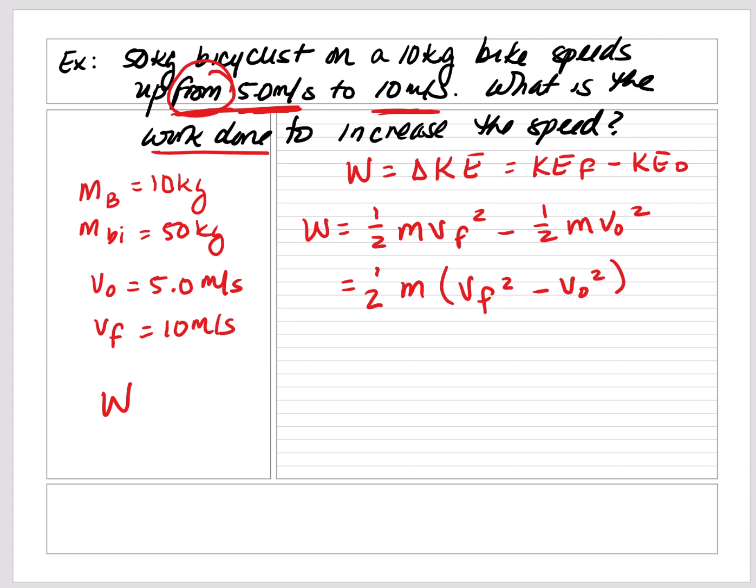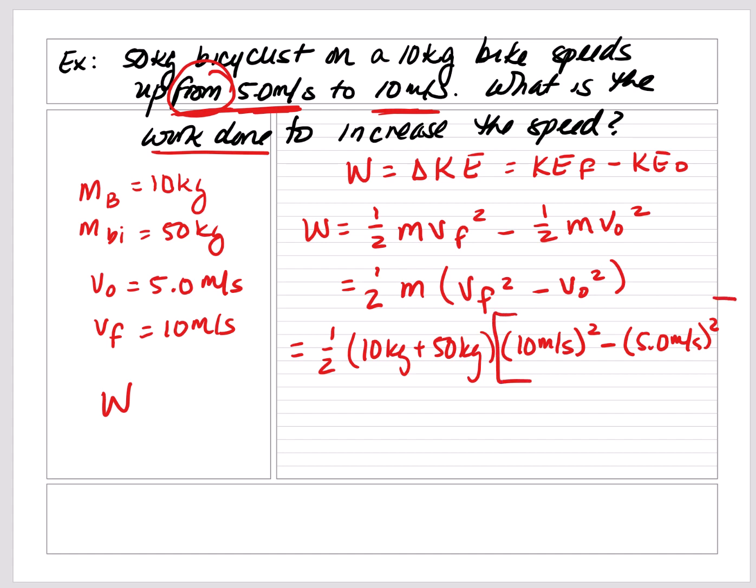Now I'm going to plug in. So this is 1/2, but the mass is the total mass because the bicyclist has mass and the bike, and both of them are increasing in speed together. So I have to do 10 kilograms plus 50 kilograms. My V final is 10 meters per second. I need to square that, minus my initial, which is 5 meters per second squared. And I need to put brackets around this because this is parentheses. I took out the mass and the half.